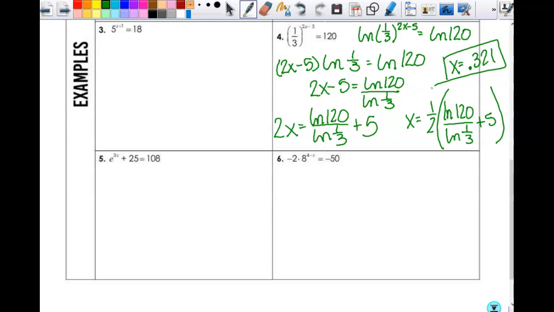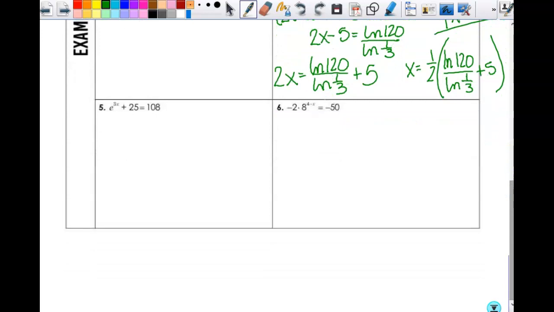All right. What questions do we have? Anything? You'll learn to look at the sign. All right. Let's look at number 5. So can I start by taking the natural log of both sides? No. I'm going to have to move the 25 first. So I get e to the 3x power equals what? 83. So now I can take the natural log of both sides.